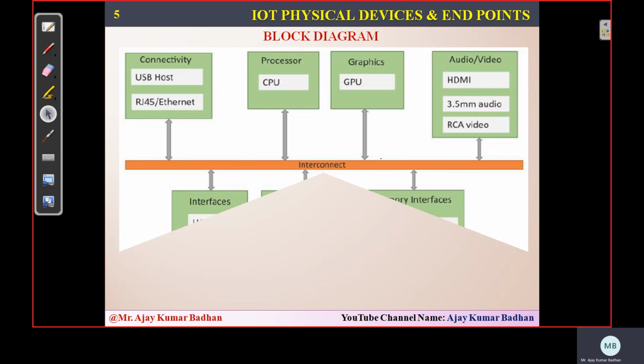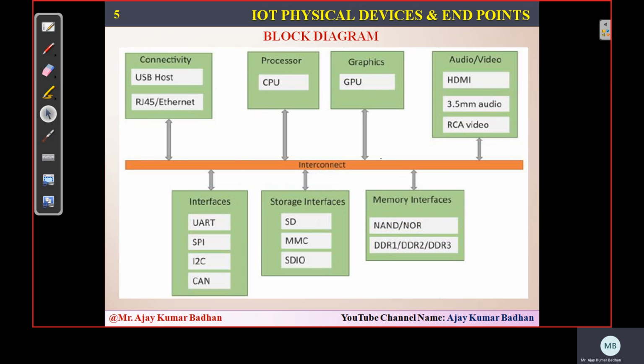Now let's talk about the block diagram of IoT. The block diagram is very easy. You can see we have different components connected together to the internet, and all these components are required in order to function properly. So what are the different components we require here?